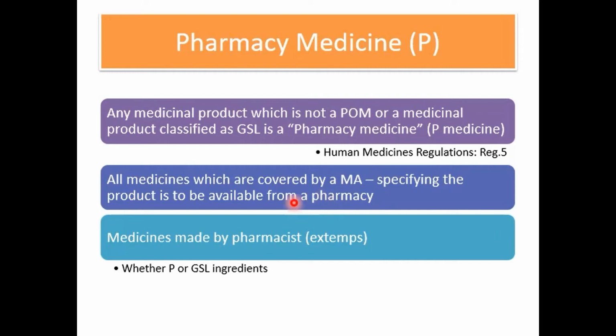Remember, medicines which are made by pharmacists, so extemps, are classified as pharmacy medicines. So even if they contain ingredients which are P or GSL, they become pharmacy medicines. A good example of this is olive oil eardrops. Olive oil can be used as eardrops for patients to help loosen wax. Now you can buy small bottles of olive oil in the shop, and that's a GSL, and you can purchase that. However, if a pharmacist was to then make an extemp prep of this, i.e.